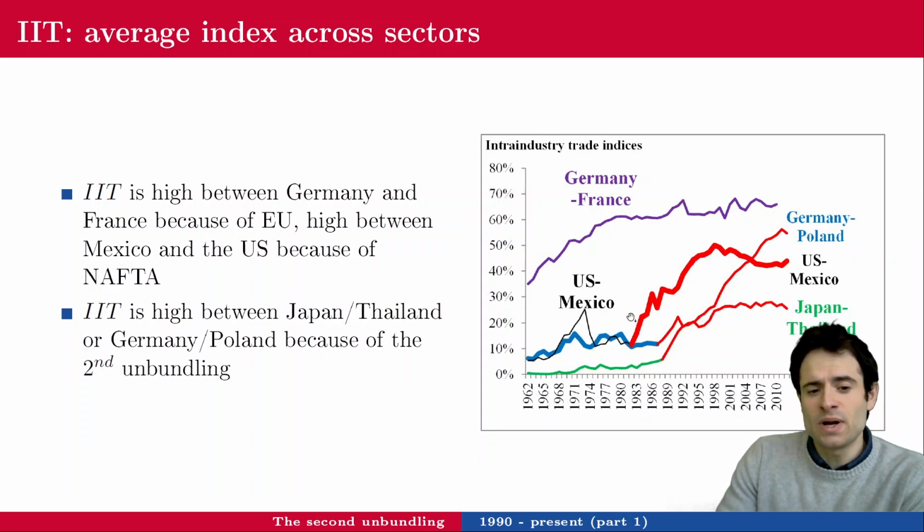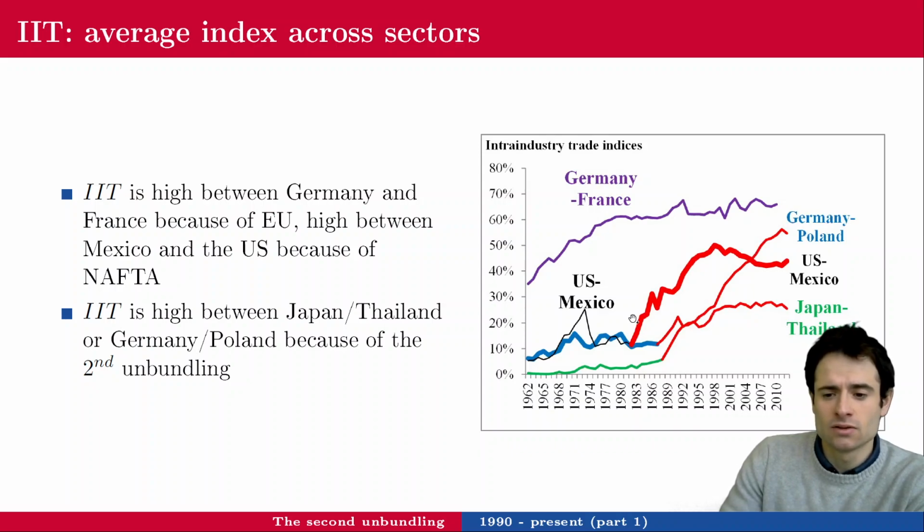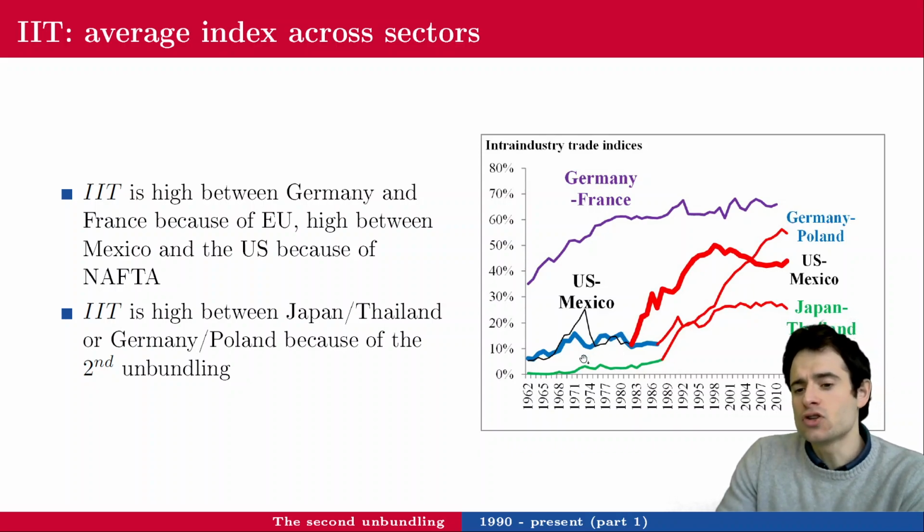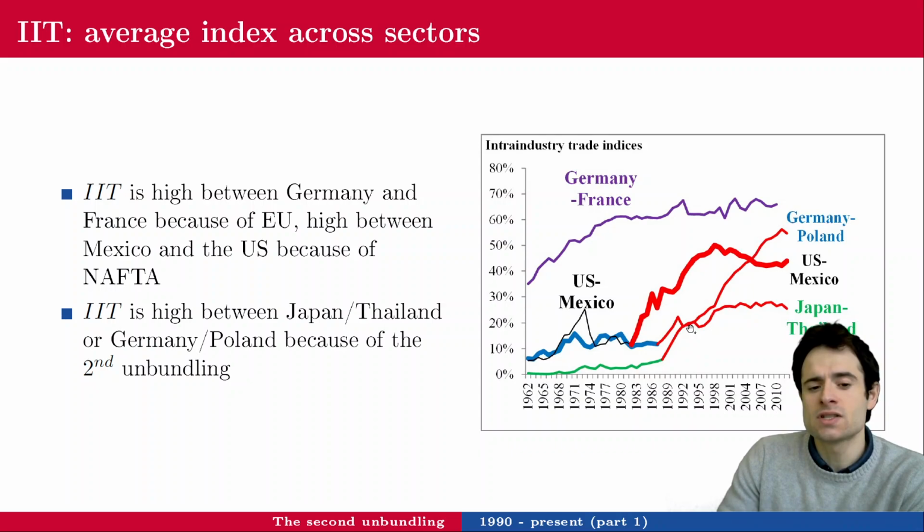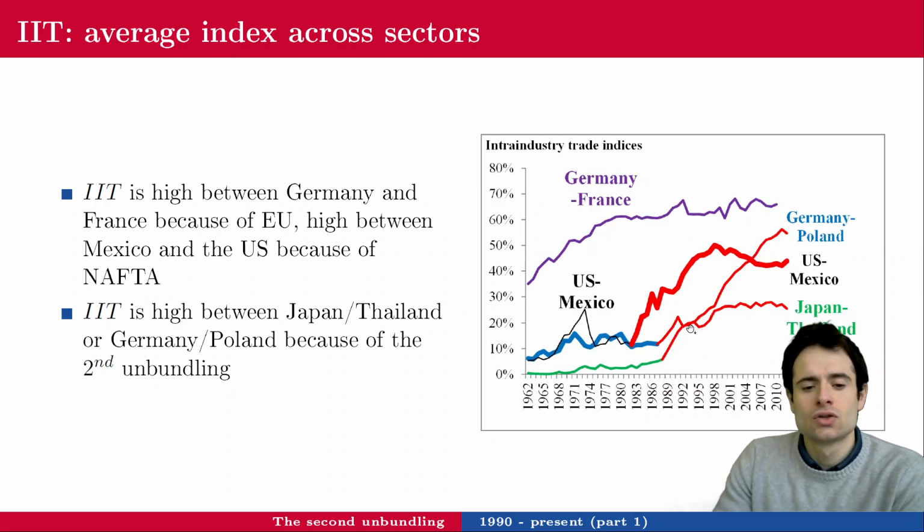The same index is pretty high between Japan and Thailand, or Germany and Poland, and those are due not to free trade agreements, but rather to the second unbundling.